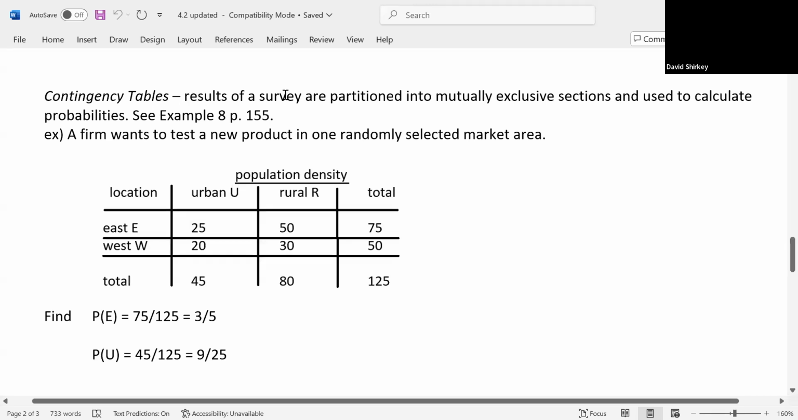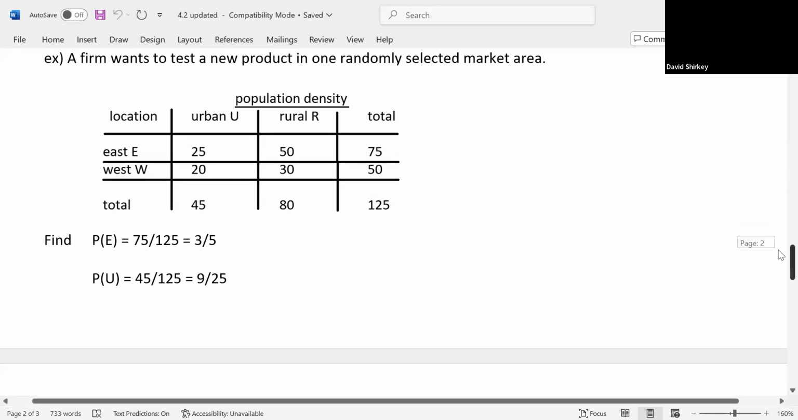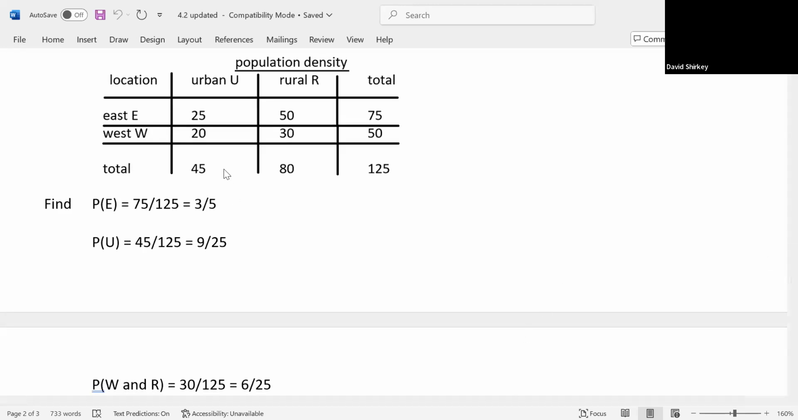Contingency tables. These are made as results of a survey that are partitioned into mutually exclusive sections and then used to calculate probabilities. Take a look at example 8 on page 155. So here's an example. A firm wants to test a new product in one randomly selected market area. So you have charts like this, and when you look at your exercises and the examples, you'll see that they come up with charts like this.